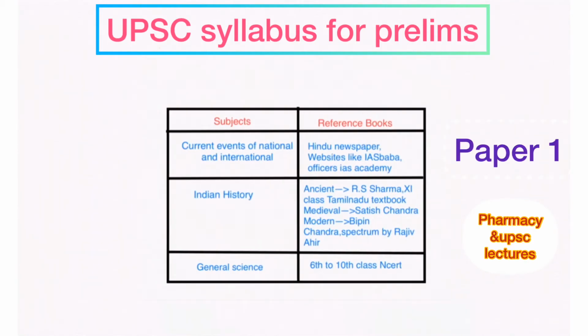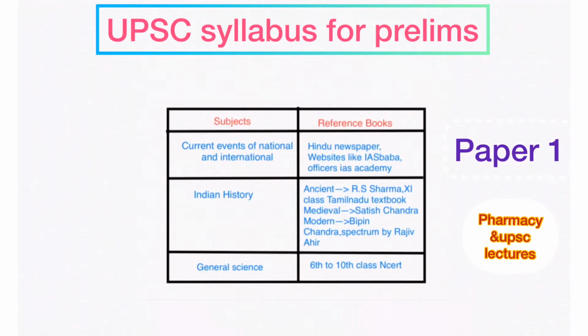When coming to the subjects and reference books, first is current events of national and international. For that you have to refer The Hindu newspaper and other websites like IAS Baba as well as Officers IAS Academy. IAS Baba will publish daily as well as monthly current affairs, and Officers IAS Academy will publish daily MCQs as well as weekly current affairs. Weekly current affairs is very useful for revision purpose.